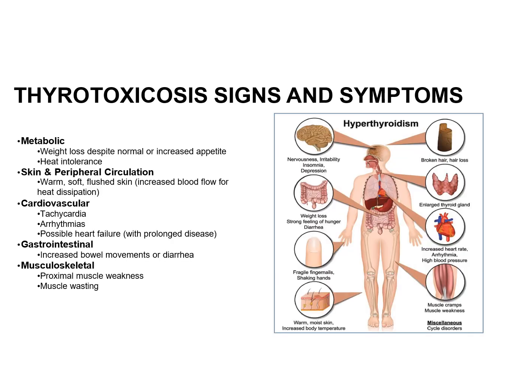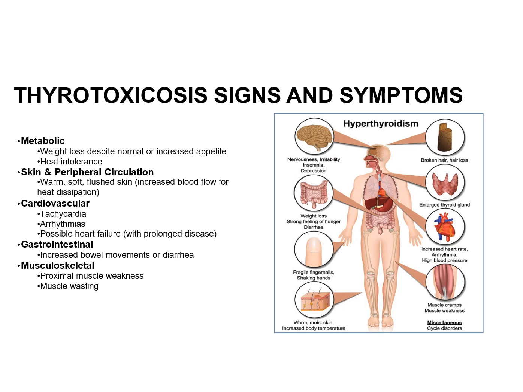The signs and symptoms of thyroid toxicosis reflect a hypermetabolic state. Metabolically, patients often experience weight loss despite normal or increased appetite, and significant heat intolerance. The skin is typically warm, soft, and flushed due to increased blood flow and heat dissipation. Cardiovascular effects are especially important and include tachycardia, arrhythmias, and, if untreated, possible heart failure.